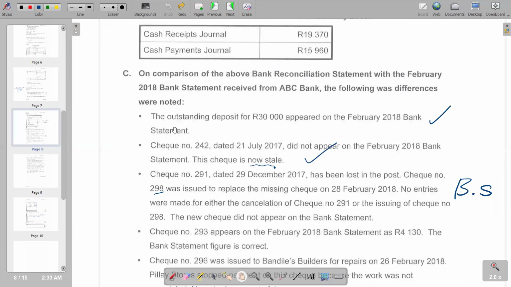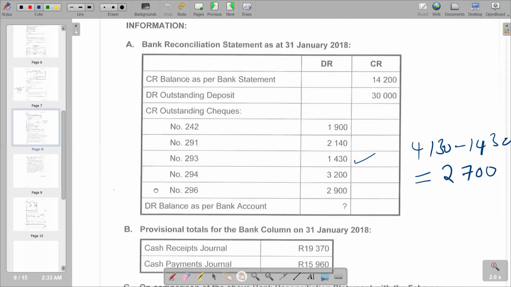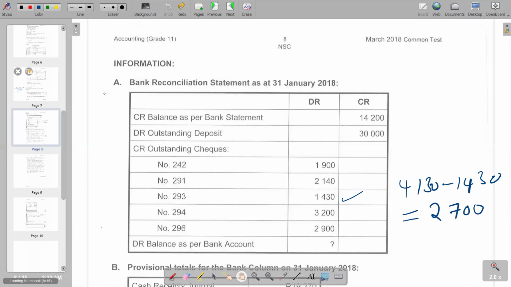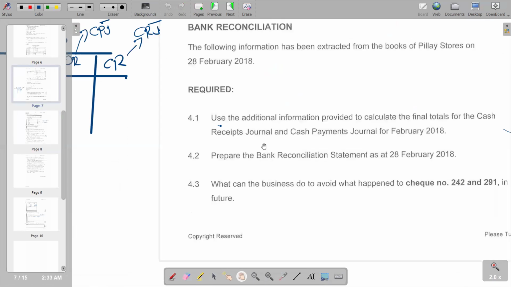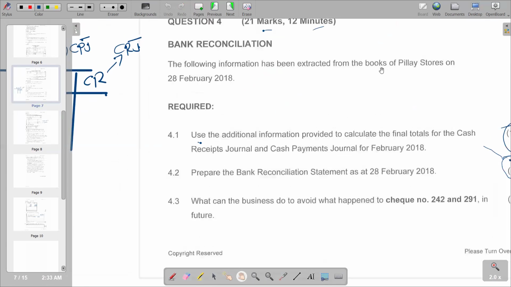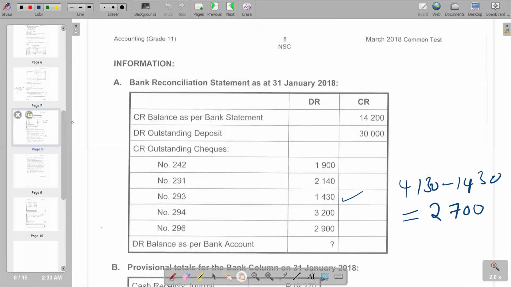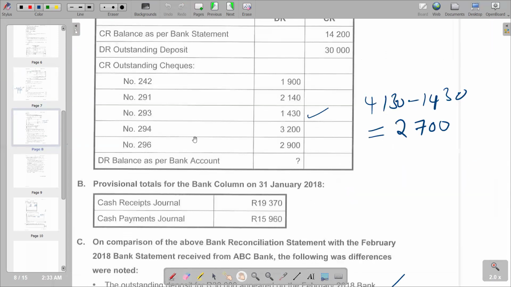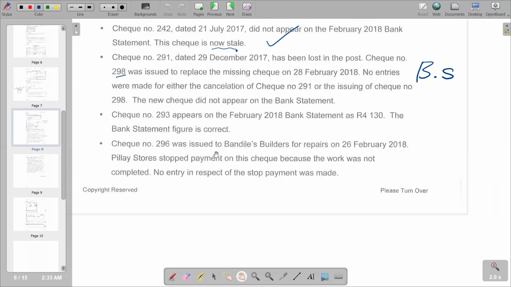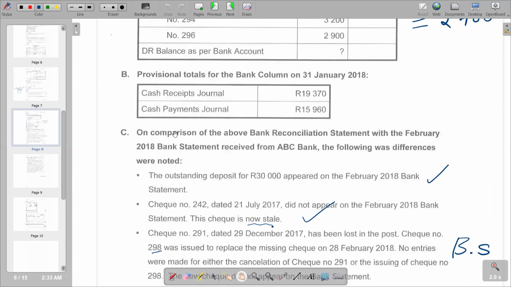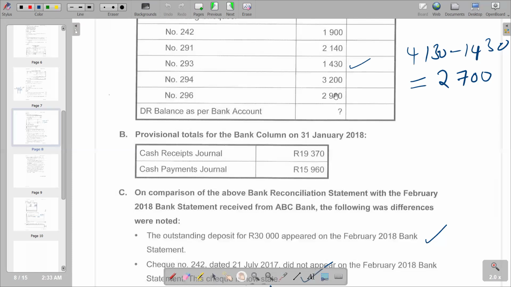So we are saying, remember, this is the business of Pile Stores. Pile Stores is the owner of the business who stopped the payment on this check, and it's check number 296. So we come here, we see that check number 296, we have it, say 2,900. So it's under cash payment journal. So we need to stop it by reversing it.